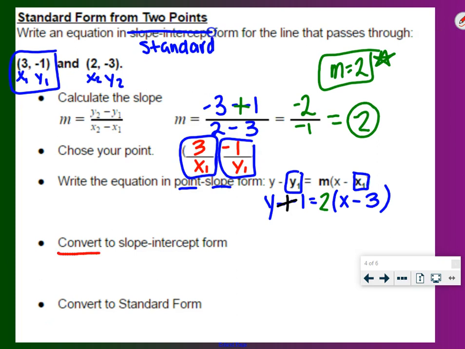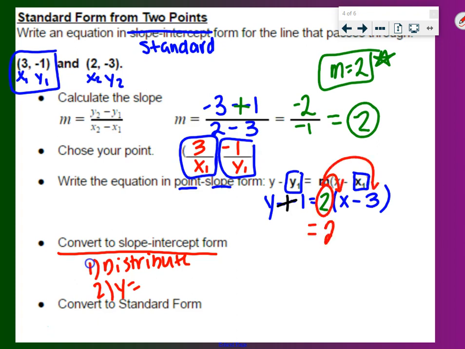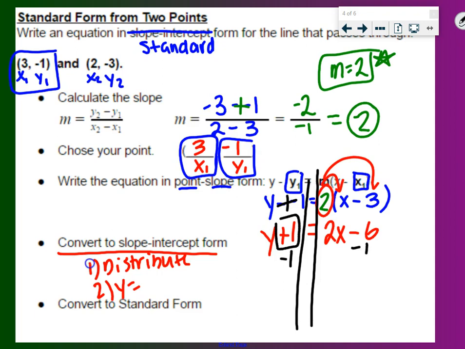Now our next step is to convert to slope-intercept form. This is what we did in the last set of notes, so it should be fairly familiar, what we practiced in class. 1 is to distribute, and then 2, make it y equals. So first off, we'll distribute the 2 to the x and the -3. 2 times x is 2x, minus 2 times 3 is 6. Y plus 1 stays the same. We need to make it y equals, which means we need to move the +1. Move a +1 by doing a -1. We get y equals 2x minus 6 minus 1 is -7.